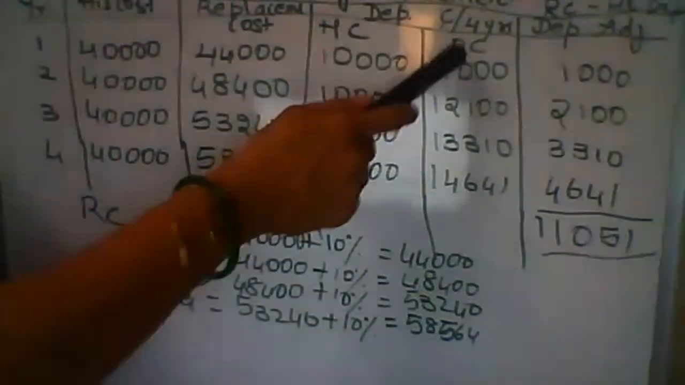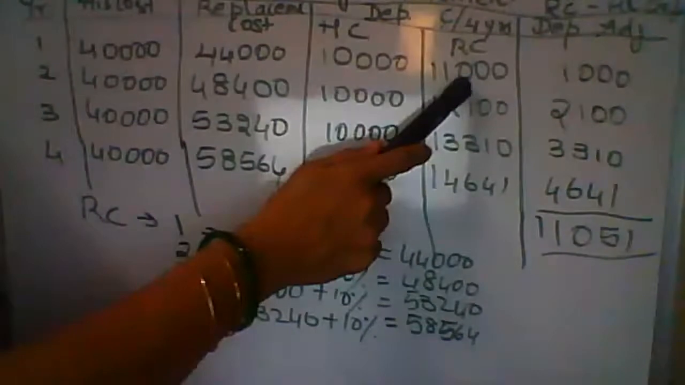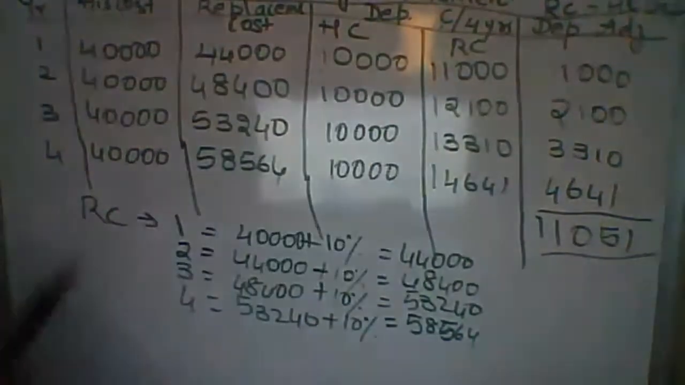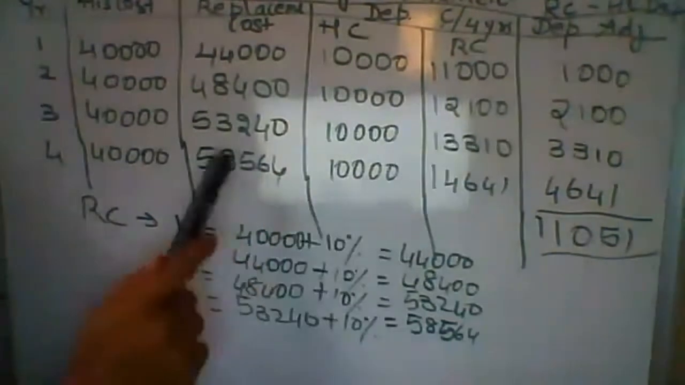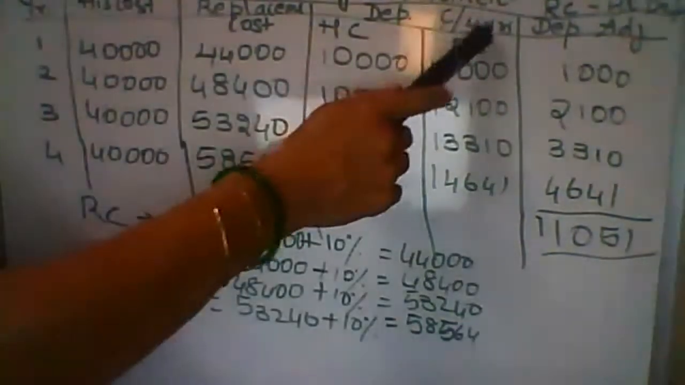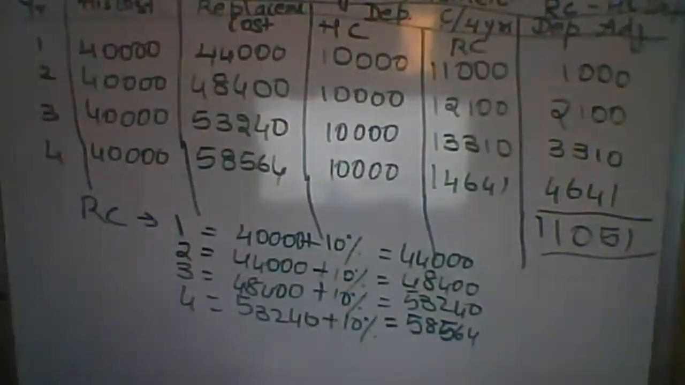Now come to the replacement cost value: 44,000 by 4, 48,400 by 4, 53,240 by 4, 58,564 by 4. So I get cost divided by 4 years as my depreciation, because life of the asset is 4 years.